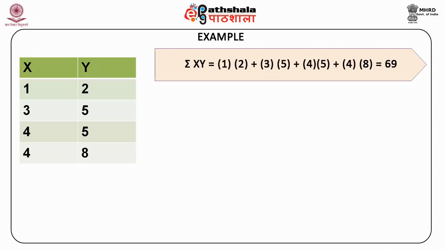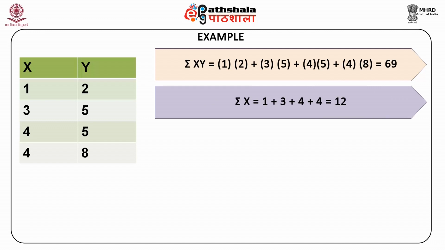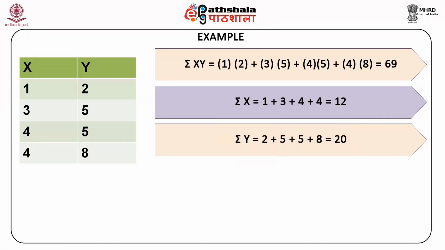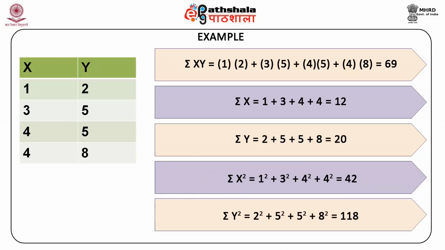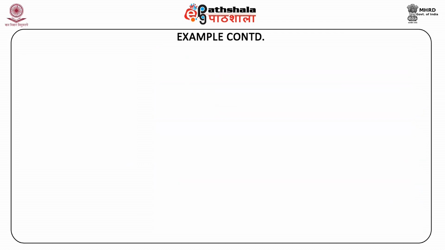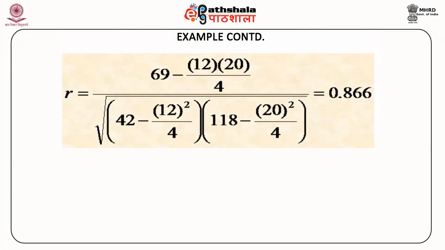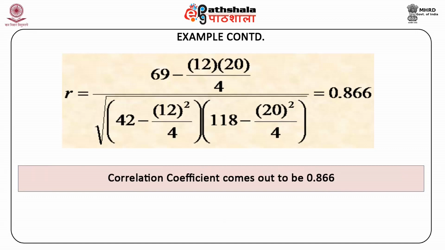Sigma xy is equal to 69, sigma x is equal to 12, sigma y is equal to 20, sigma x square is equal to 42, and sigma y square is equal to 118. Applying the formula, we get r is equal to (69 minus 12 into 20 upon 4) whole upon square root of (42 minus 12 square upon 4) multiplied by (118 minus 20 square upon 4), which comes out to be 0.866.